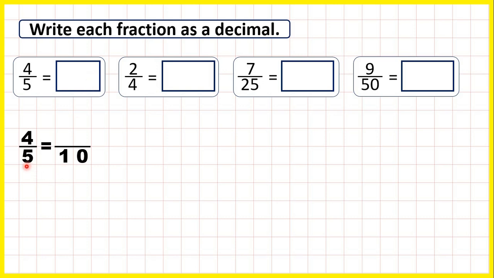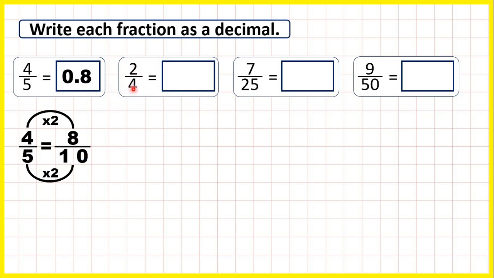Now we use multiplication to find equivalent fractions. 5 times 2 is 10, so we do the same to the numerator. 4 times 2 is 8, so 4/5 is equivalent, or the same size as, 8 tenths. And we write 8 tenths as 0.8, with the 8 being the first digit after the decimal point because that's our tenths column. Now we have 2 quarters.